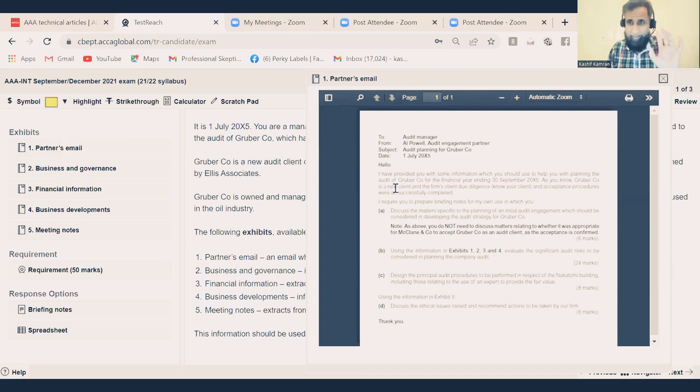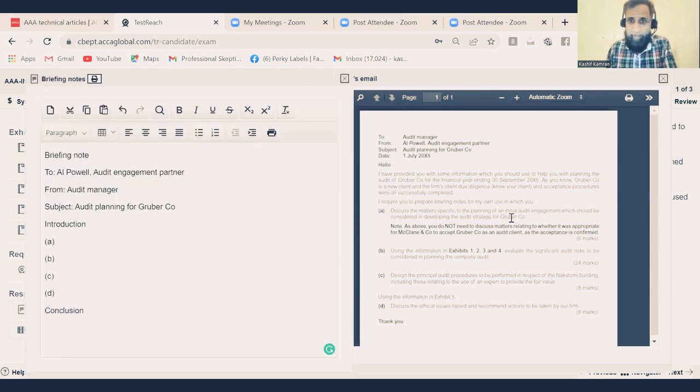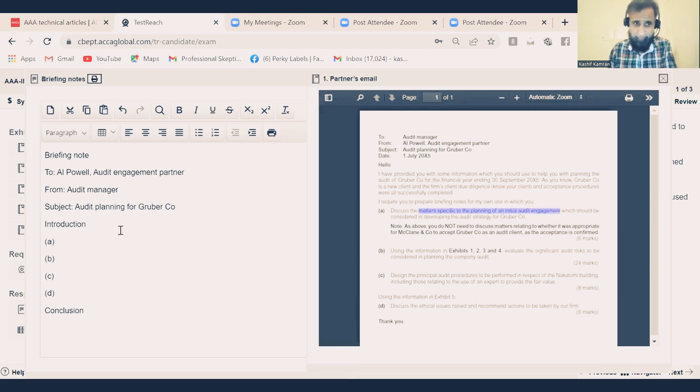Right, so Grubber is a new client, number one. Okay, back to my briefing note. I require you to prepare a briefing note. I've already structured a briefing note. Number 8, discuss the matters specific to planning the initial audit engagement, which should be considered in developing the audit strategy. So what I need to do in the number A, matters specific to the planning of the initial audit engagement. Control C, and I put it here.